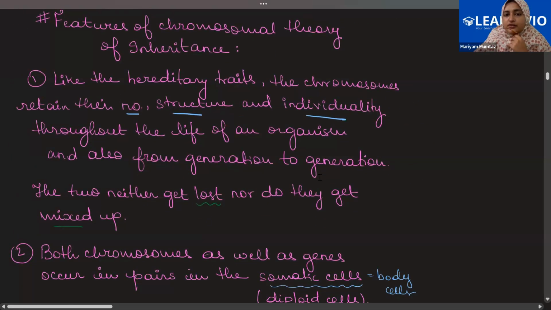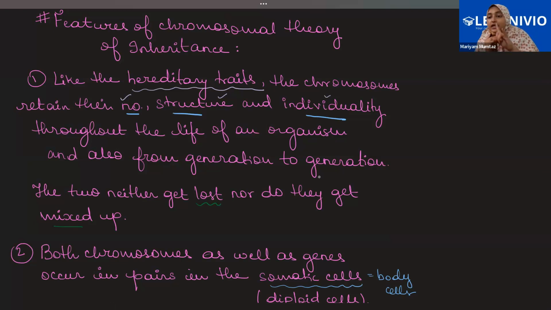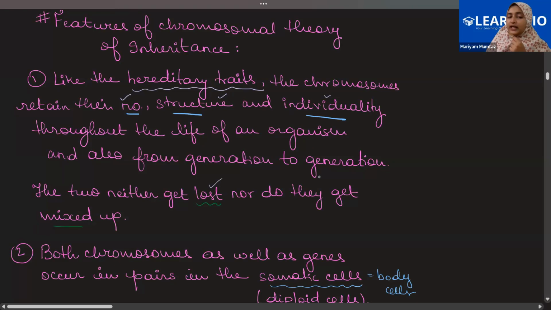Now, let us look at the features of the chromosomal theory of inheritance. Like the hereditary traits, meaning the genes, the chromosomes retain their number, their structure, and their individuality. For example, a certain chromosome is passed on from one generation to another. It does not mean that the number, the shape, the structure of the chromosome will change in the offspring. It will stay fixed just as it is, and not just for one generation, but for several generations. Clear? So they will neither get lost nor get mixed up. This is the first thing about chromosomes.